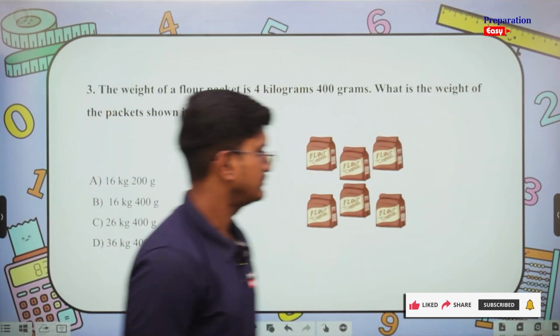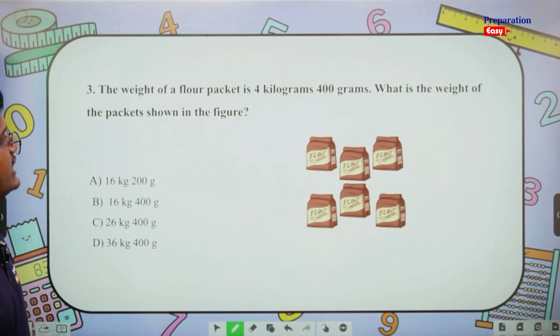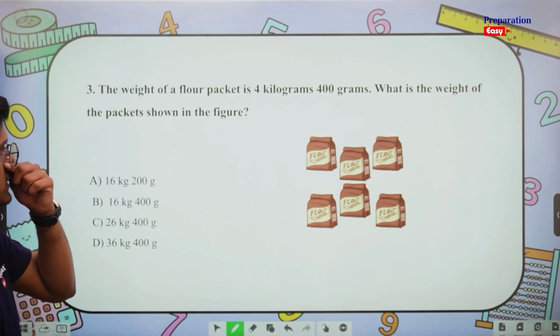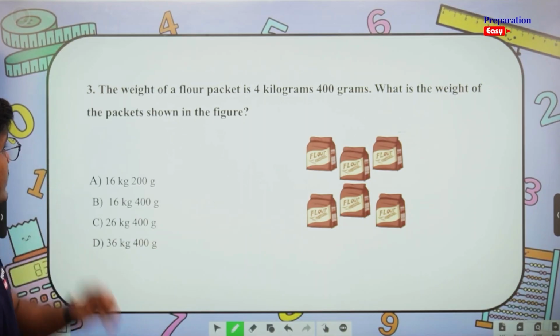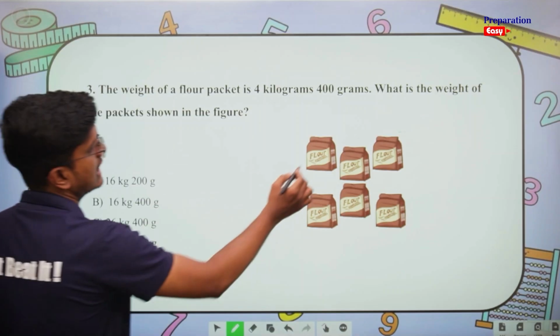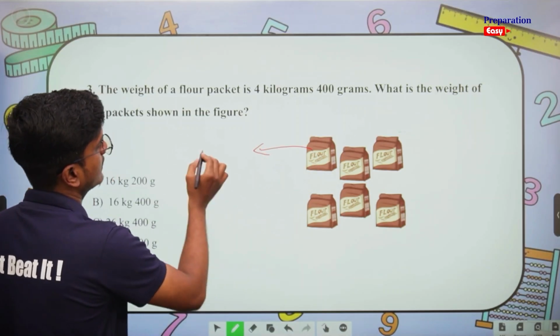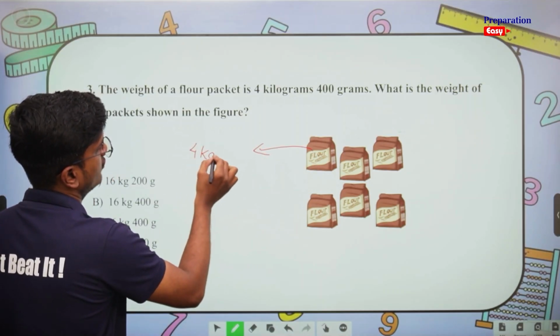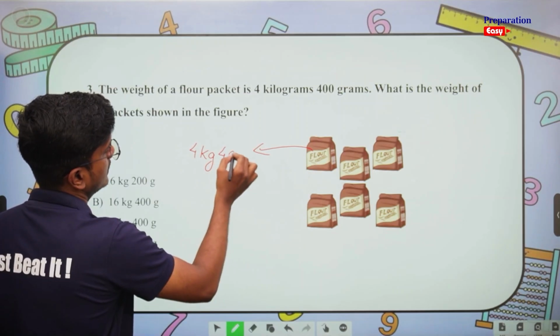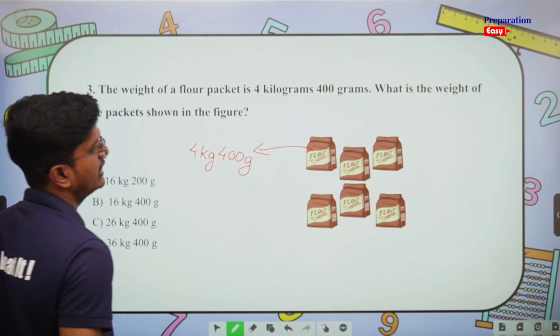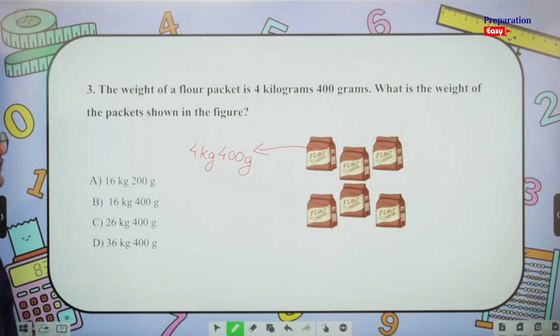Okay, let's move further. The weight of a flour packet is 4 kilograms and 400 grams. What is the weight of the packet shown in the figure? So they have said that the weight of this flour packet is 4 kilograms plus 400 grams. So this is the weight of this single packet.